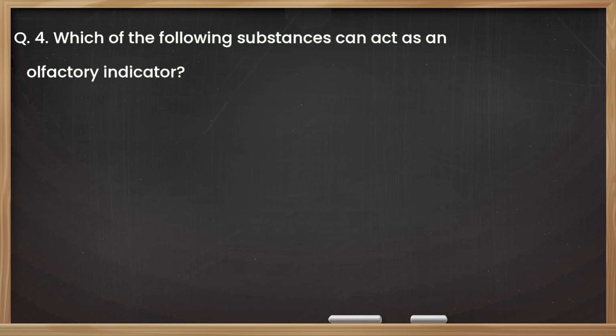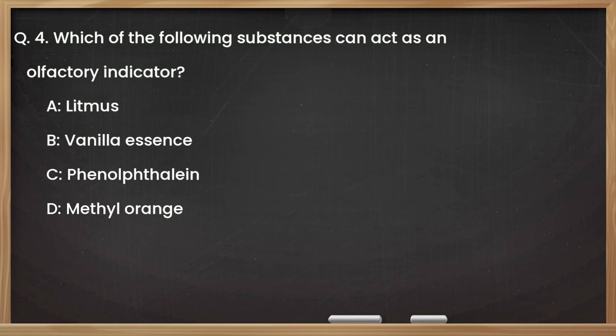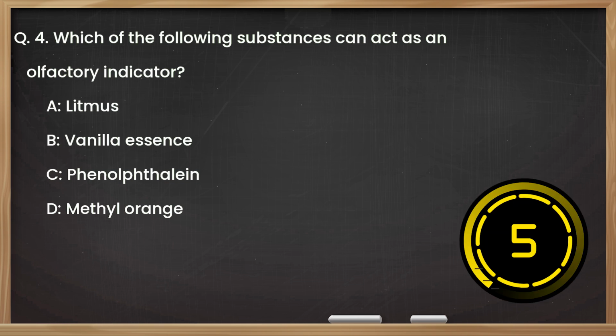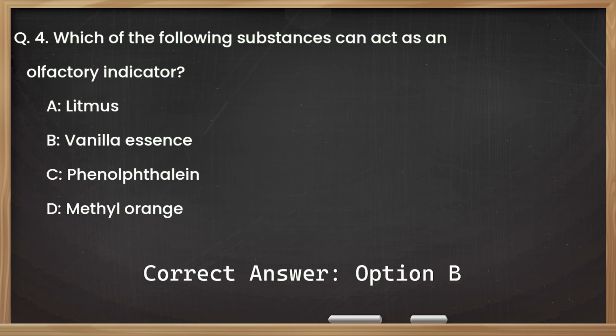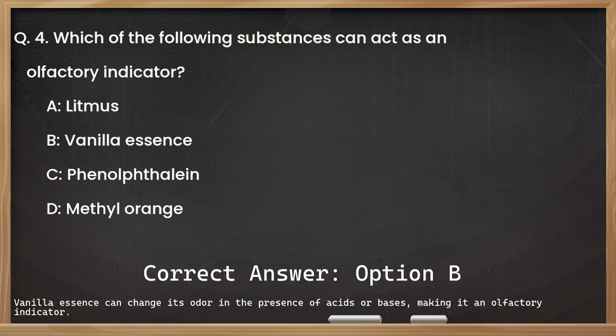Question 4. Which of the following substances can act as an olfactory indicator? Option A, litmus. Option B, vanilla essence. Option C, phenolphthalein. Option D, methyl orange. You have 5 seconds to answer the question. The correct answer is option B, which is vanilla essence. Vanilla essence can change its odor in the presence of acids or bases, making it an olfactory indicator.